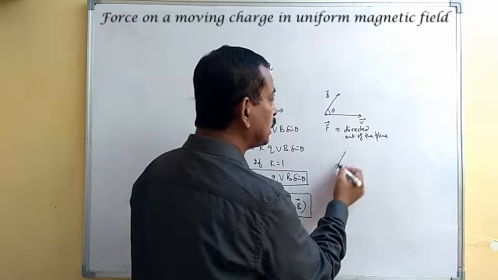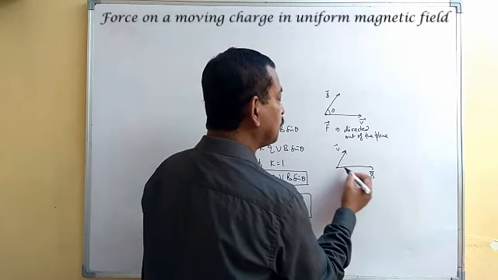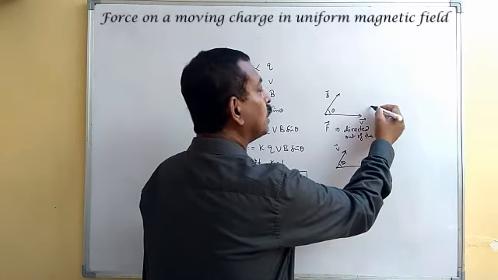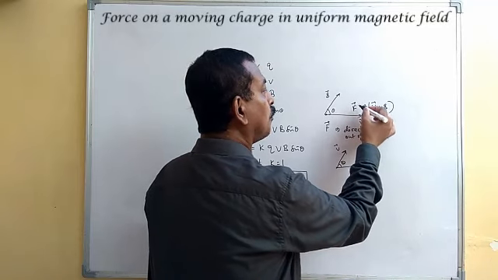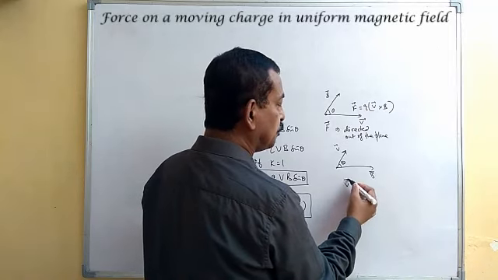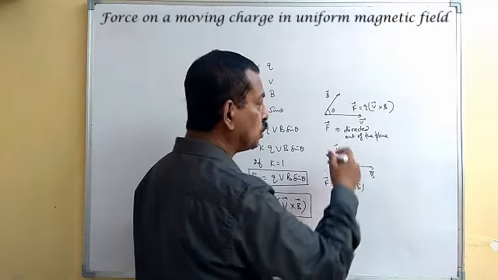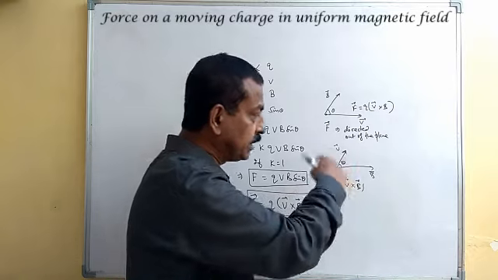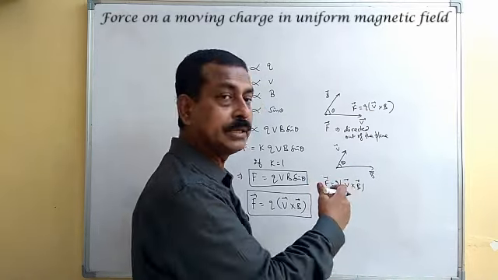Or if you consider that V is in this direction, B is here, and theta is the angle between the two. Now, if you take V cross B, for the force, we rotate it from V to B through the smaller angle. It is being rotated in the clockwise direction, so the direction of the force will be directed into the plane.